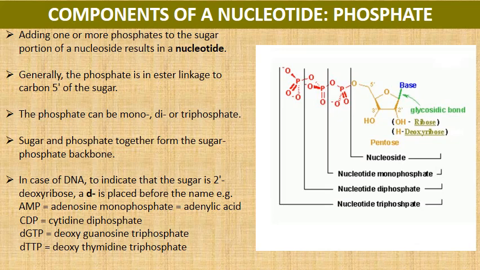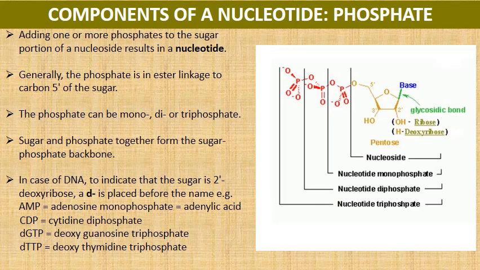between the two strands. In case of DNA, to indicate that the sugar is 2' deoxyribose, a small d is placed before the name. Example, AMP, that is adenosine monophosphate, CDP, that is cytidine diphosphate. These two belong to RNA due to the absence of a small d in front of their abbreviations. The next two examples are of DNA, that is dGTP, that is deoxyguanosine triphosphate, or dTTP, deoxythymidine triphosphate.